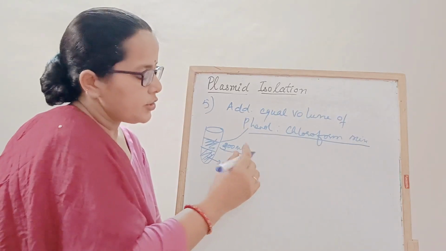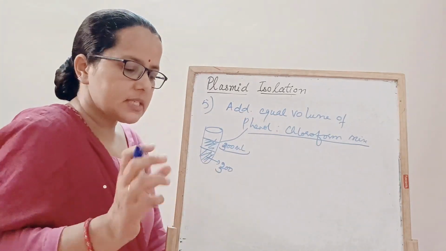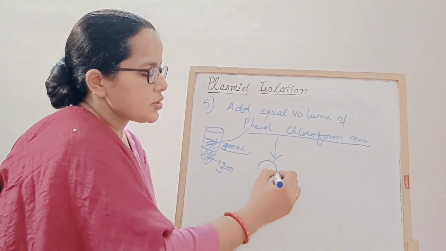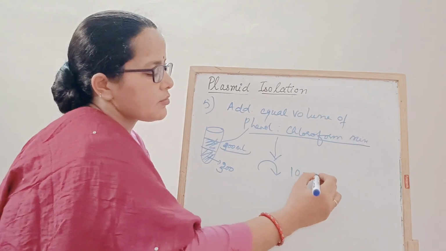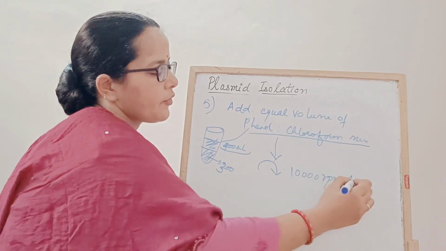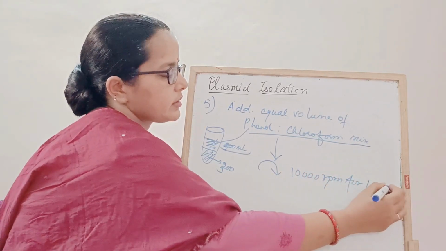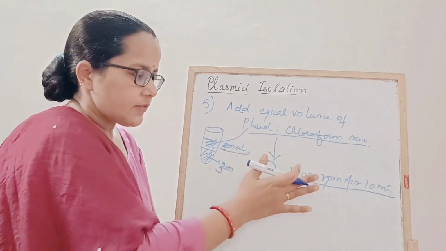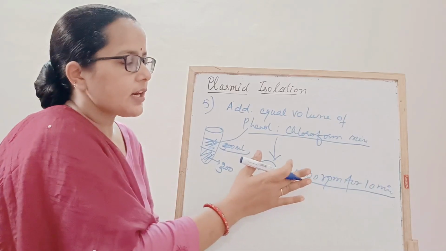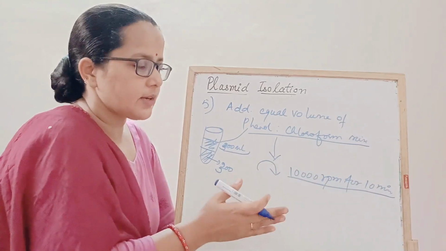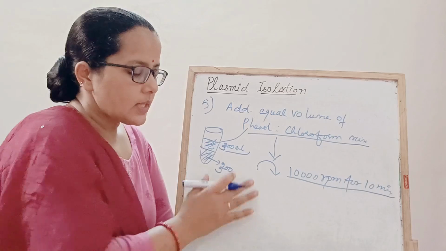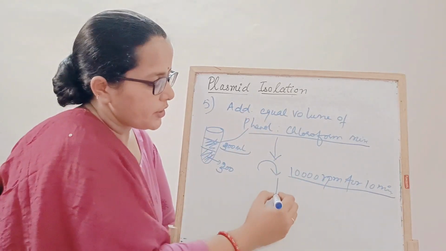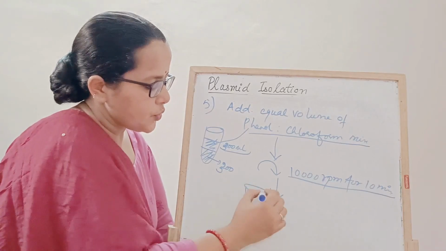Once you have added it, mix it by inverting, and then centrifuge at 10,000 rpm for 10 minutes. Once you have added phenol chloroform mix, you centrifuge this at 10,000 rpm for 10 minutes. Once centrifugation is over, what you will see is two phases.